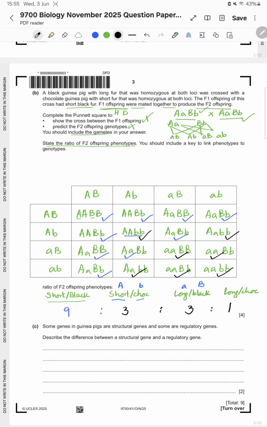So now this is what we are supposed to have in the answer. Whenever we have a traditional dihybrid cross that we are doing, the answer should be 9:3:3:1. That has to be the answer. This is how you're going to secure these 4 marks.